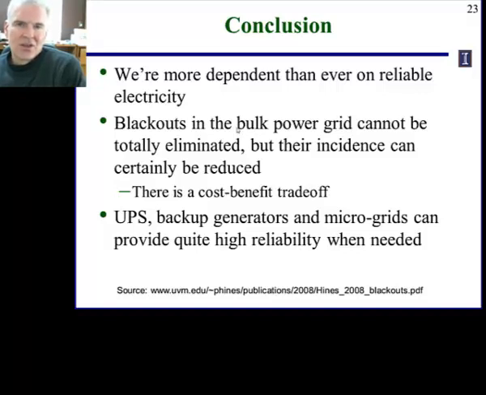In doing this, though, as I noted, there's a cost-benefit trade-off. If you have electric power that you really need to have on with as high reliability as possible, as I mentioned, UPS, backup generators, and microgrids can help provide that high reliability.